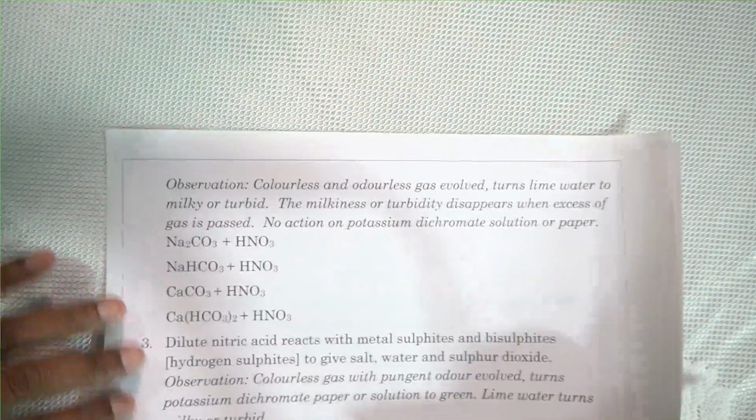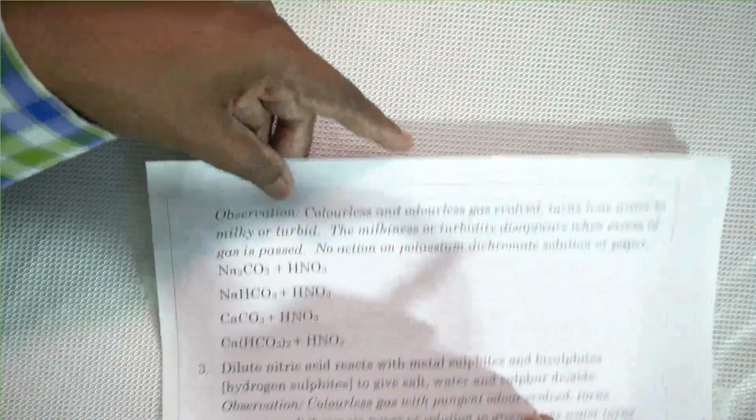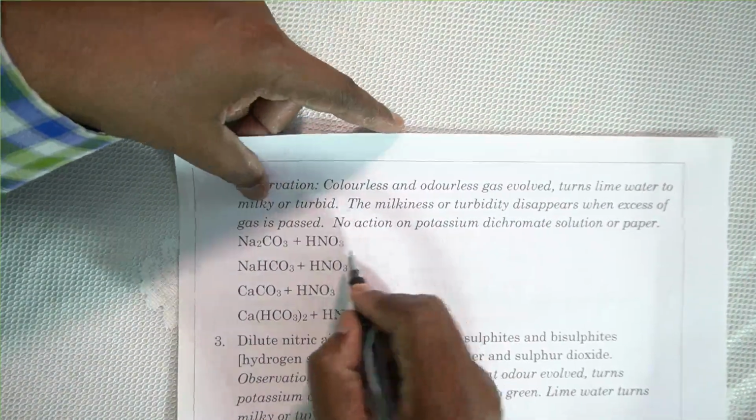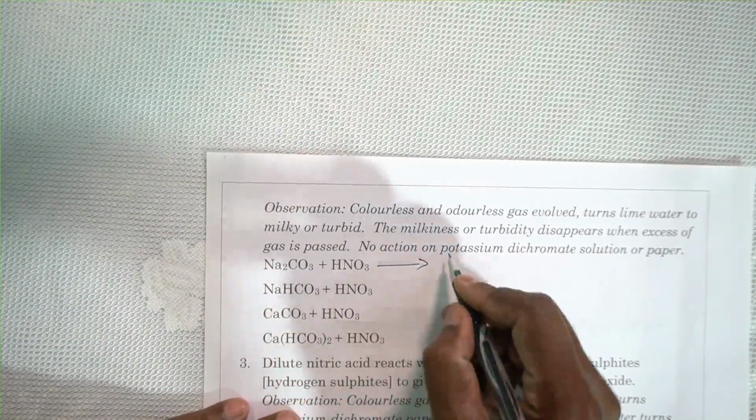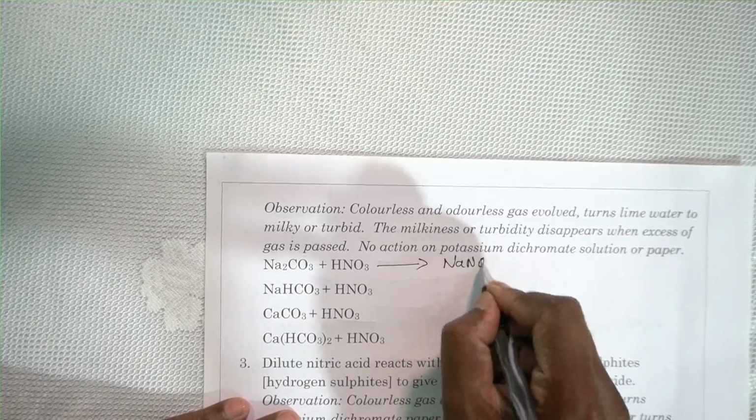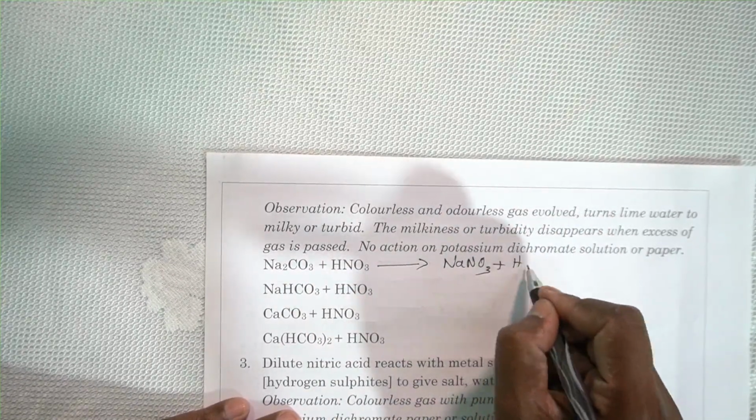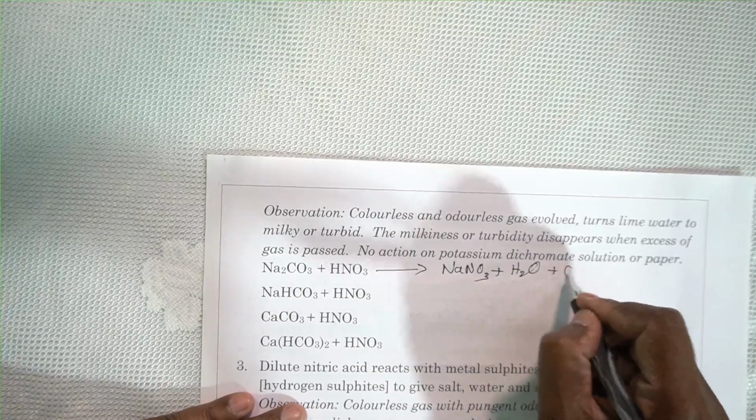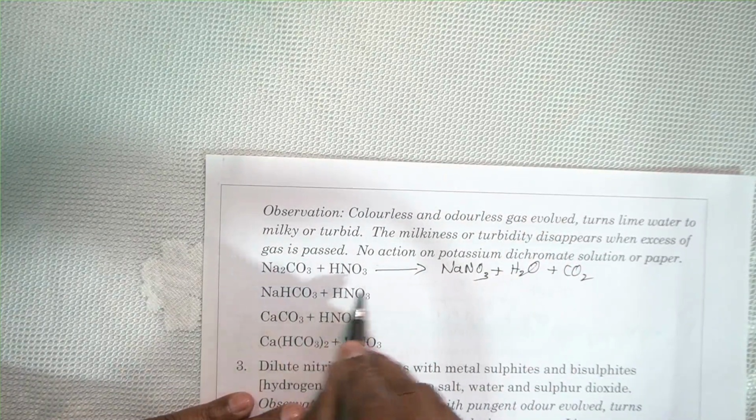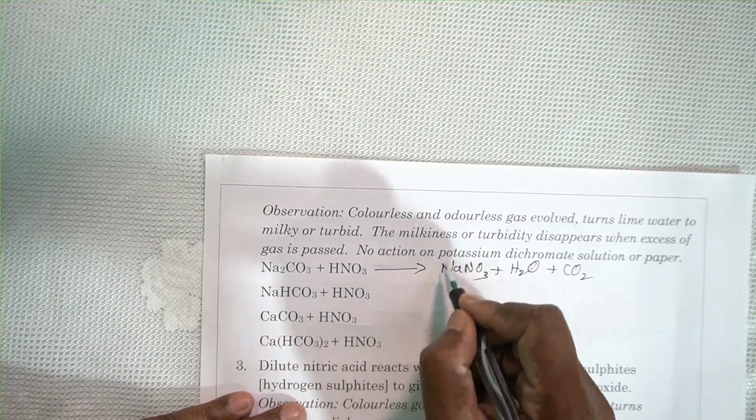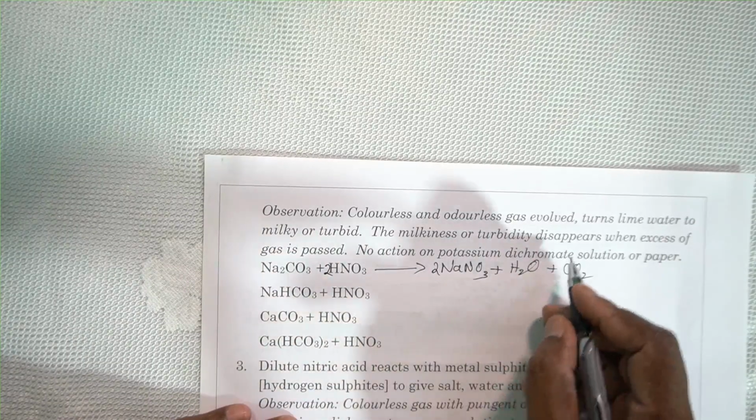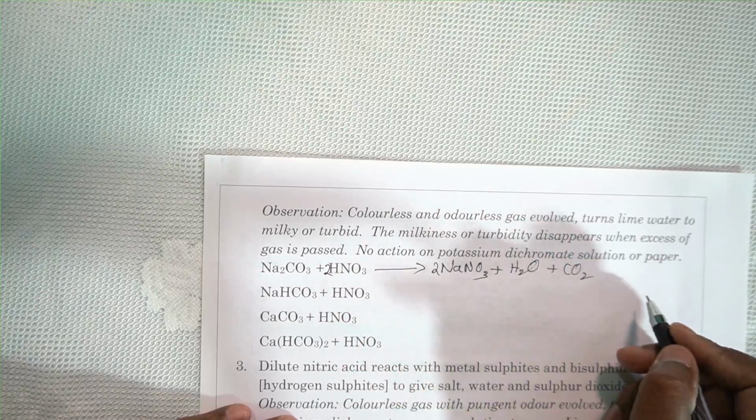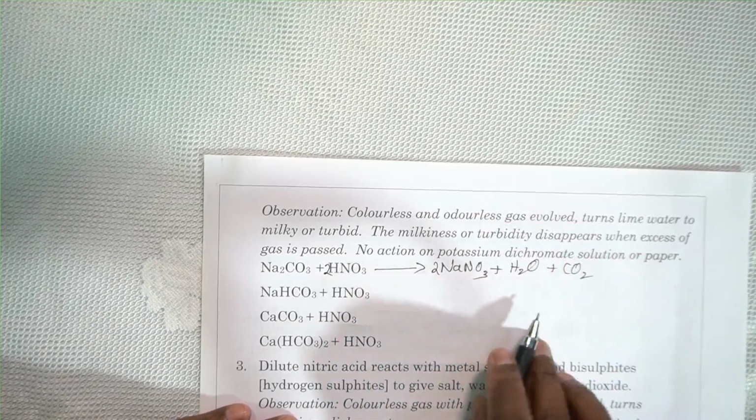Now let's write some equations. Let's take some metal carbonates and bicarbonates. We have sodium carbonate, Na2CO3, reacting with dilute nitric acid. The salt formed is sodium nitrate, NaNO3, and water and carbon dioxide. So 2 NaNO3 will be there because Na2CO3 needs 2 HNO3. So you have H2O and CO2. Yeah, it's now balanced.